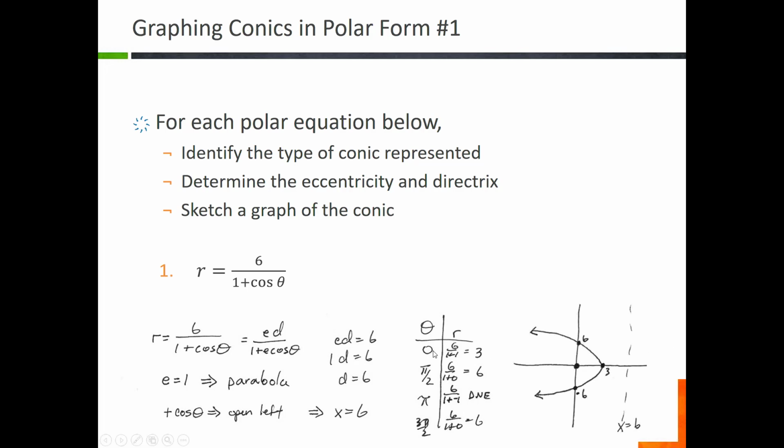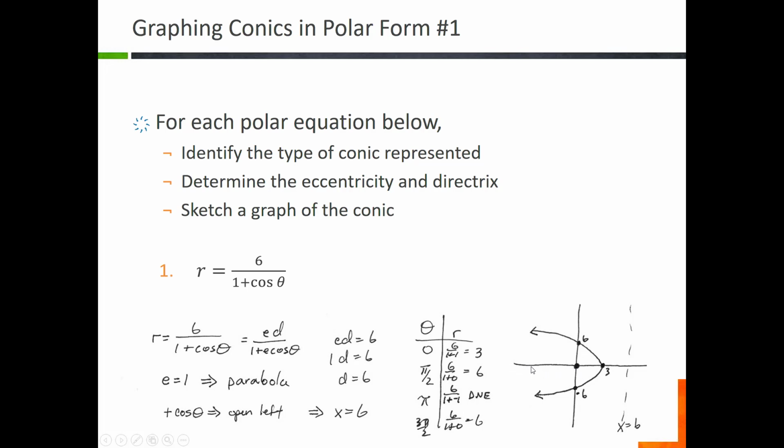So again, at an angle of 0, we have a distance of 3. At an angle of pi over 2, we have a distance of 6. At an angle of 3 pi over 2, we also have a 6. So this is actually 6 in the negative y direction. And then what happens if you go in the direction of pi?